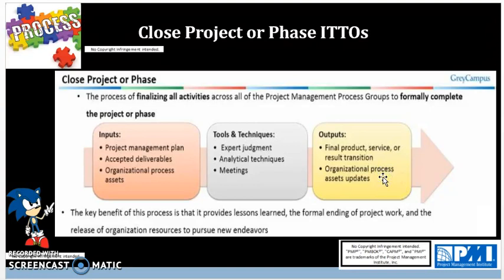Outputs then: our final product, service, or result transition to the new product owner, project manager, or program manager, so that they are fully aware of how to carry out the project in the future, so they don't start out from scratch. Next, we have organizational process asset updates, which could entail updating all of the policies and procedures for future use, and historical lessons learned or information tied to a closure for a specific vendor. So all of this will be tied and passed on to the new product owner and project manager carrying out the project in the future.